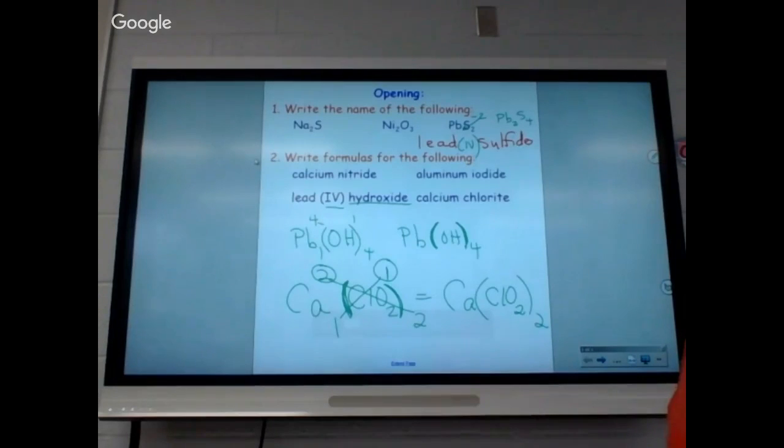Number 7 is NaClO3. ClO3 can be in parentheses. Number 8, Al2(SO4)3. Number 9, Mg(NO2)2. Questions? Somebody show Cameron the answers. Number 4 is Pb(ClO2)4.